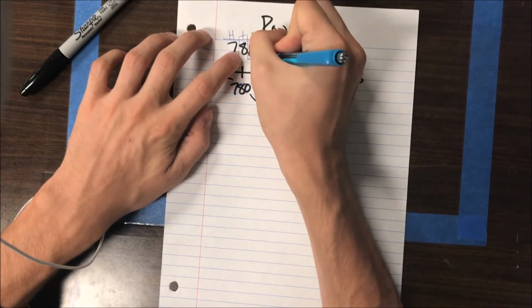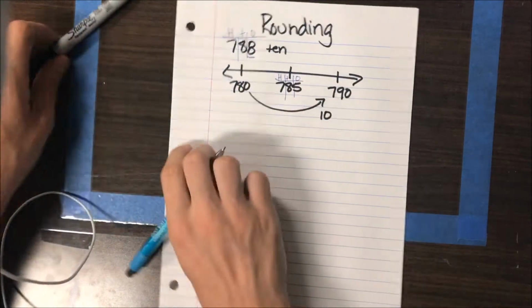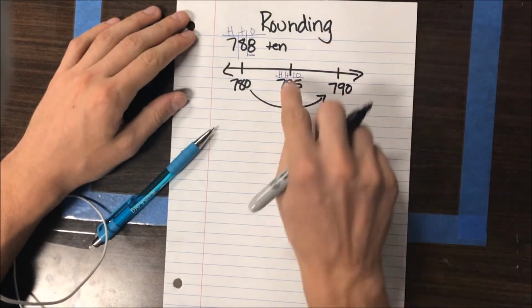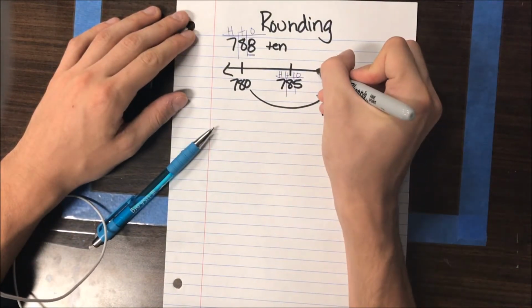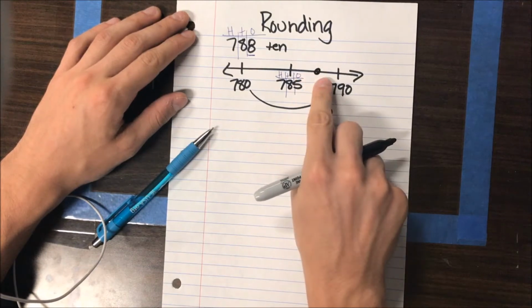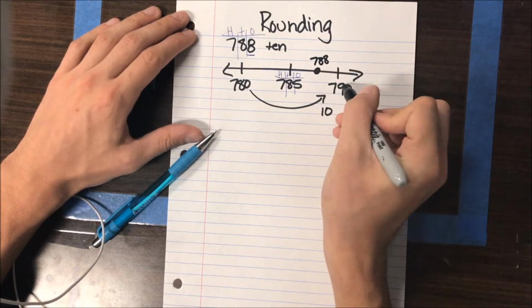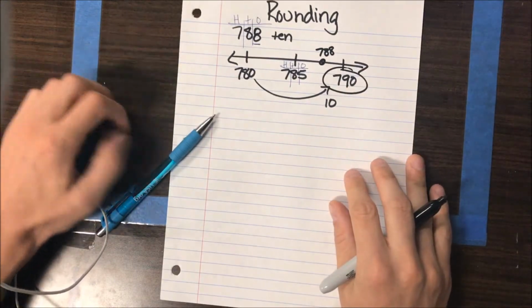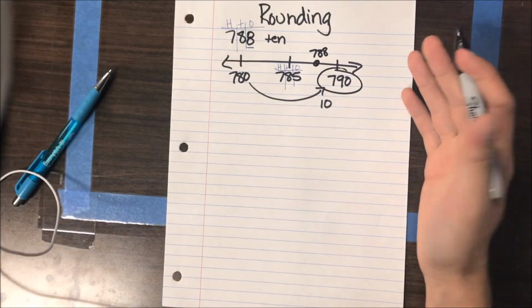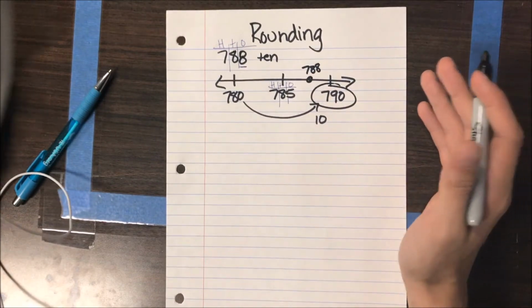And so we can see that this number is bigger. So we know that 788 is greater than 785. So it's on this side of the number line. And because 788 is right here, we can see it's closer to 790. Now, that's how we taught rounding initially.